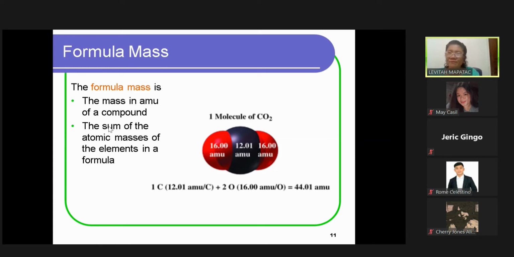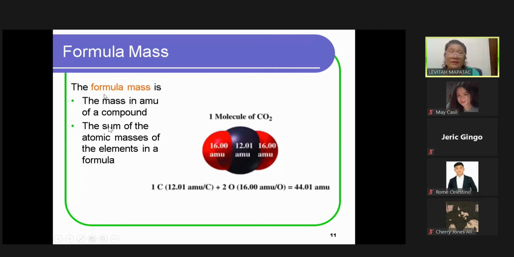What is a compound? A compound is a combination of two or more elements to form into one. For instance, when two atoms of oxygen, the red ones here, combine with one atom of carbon, the one in the middle, you will form, by means of covalent bonding, carbon dioxide. Okay, so it is already a molecule, a combination of two or more elements.